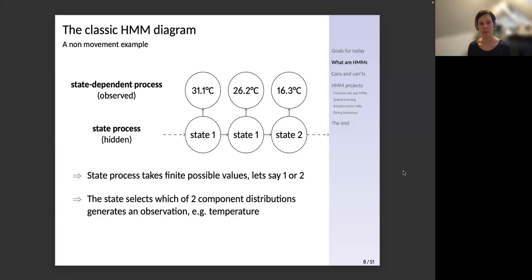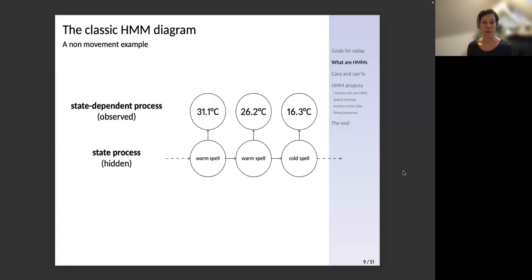This is a non-movement example. Say that we have some observations. Let's put some values to the observations. Here, these are temperatures. And let's say that we have 2 states in the state process, 1 or 2. So the state that the process is in will select which of the 2 component distributions will generate an observation. Here, the observations are temperature. So say our underlying states are the weather is in a warm spell or a cold spell. So warm spells will generate warmer temperatures than cold spells will.